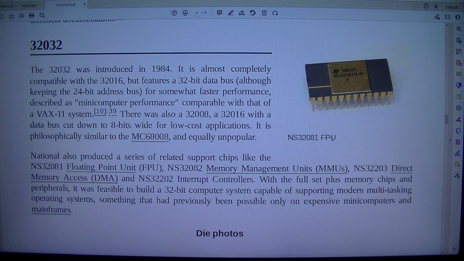The 32032 was introduced in 1984. It is almost completely compatible with the 32016, but features a 32-bit data bus, although keeping the 24-bit address bus, for somewhat faster performance described as mini-computer performance comparable with that of a VAX11 system.